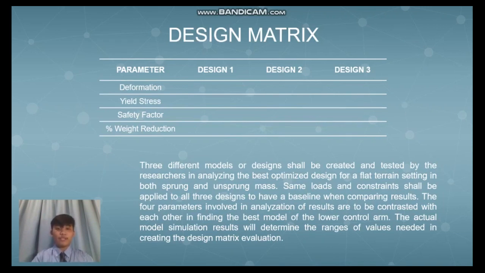The four parameters involved in analysis of results are to be contrasted with each other in finding the best model for the lower control arm. So these four parameters are the deformation, yield stress, safety factor, and percent weight reduction. The actual model simulation results will determine the ranges of values needed in creating the design matrix evaluation. So after getting the results for these three designs, the researchers would now be able to determine the ideal ranges of values for these four parameters in determining the best optimized design for the lower control arm.